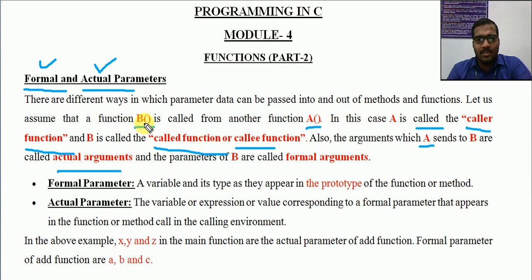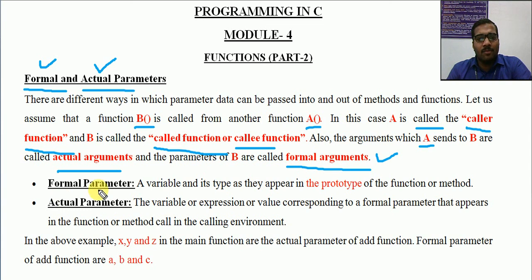That is called actual parameters, and the parameters of B are called formal parameters. When B is being called, control will go to B. B is a separate storage area, and the parameters within that B function are called formal parameters. So actual parameters are sent from the caller, and the formal parameters are part of the called function.